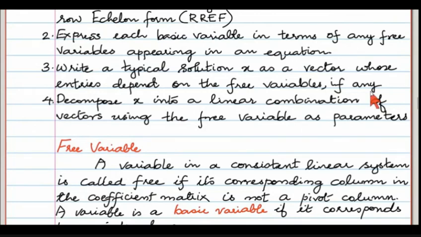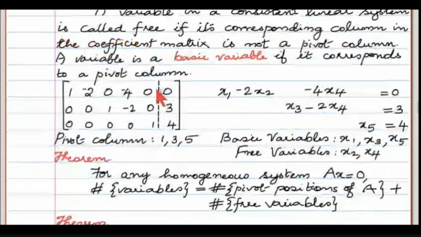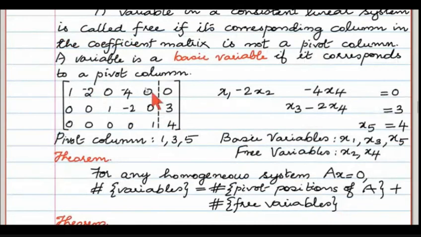So what is a free variable? A variable in a consistent linear system is called free if its corresponding column in the coefficient matrix is not a pivot column. A variable is a basic variable if it corresponds to a pivot column. So consider this example. This is a reduced row echelon form.